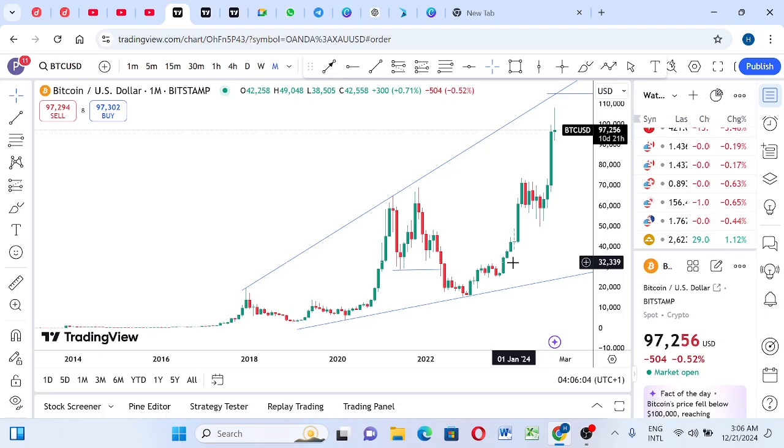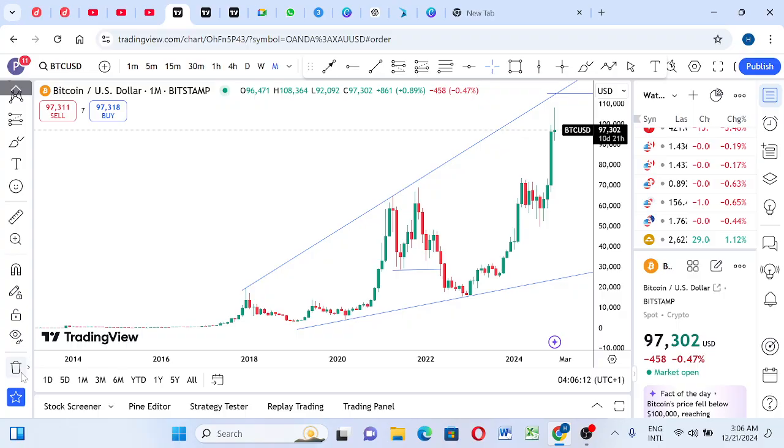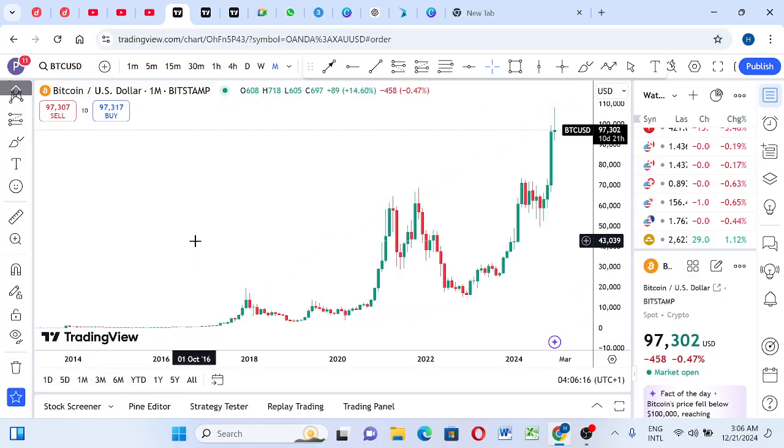Today we are going to be discussing BTC/USD, which is the Bitcoin US dollar. I have some markups on my chart, but I'll be clearing everything so we can look at this chart afresh. Now we have Bitcoin currently sitting at the price of $97,302 basically. And what can we clearly see on this chart?